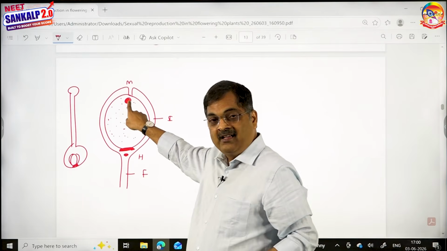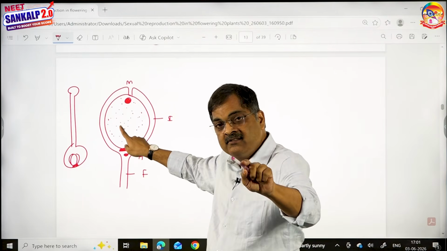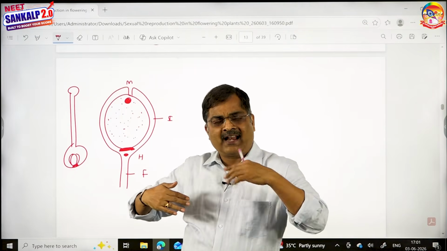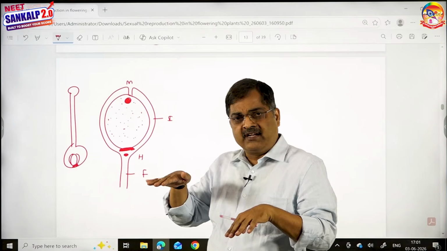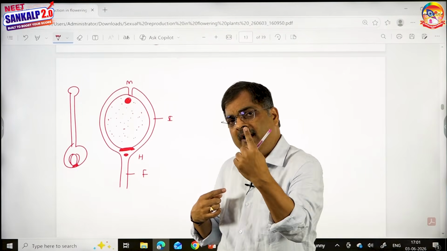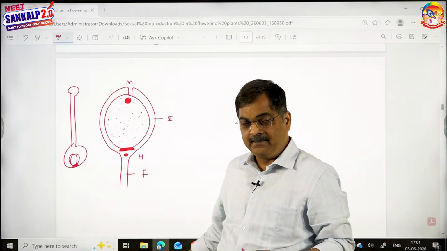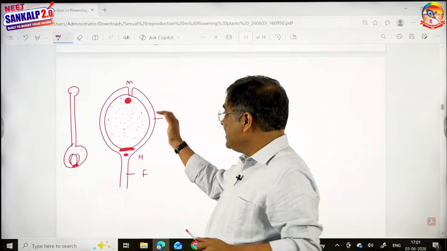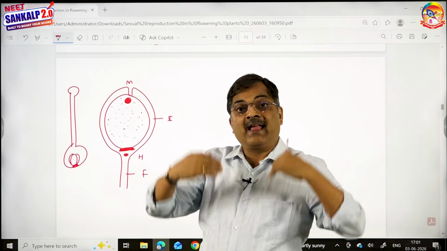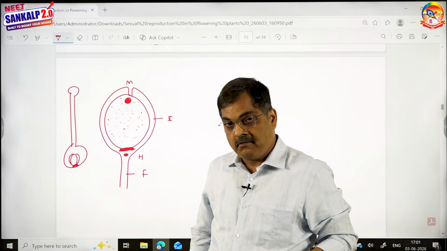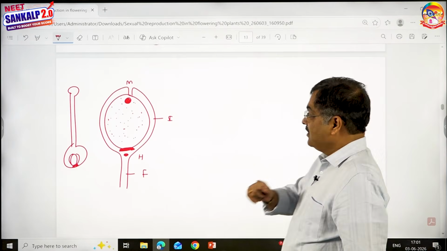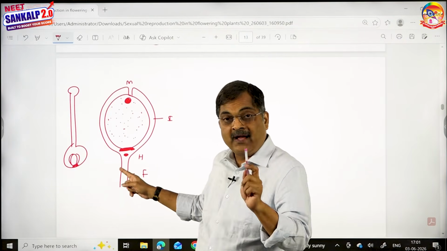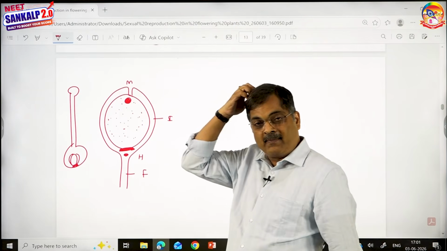What I have written here is archesporial cell initially. Now I can even call this as megaspore mother cell, because archesporial cell undergoes mitotic division and produces two cells. One of the cells is megaspore mother cell. Is it true, children, to say that megaspore mother cell is formed towards the micropylar end of the ovule? Yes. All right. Now go back to the table. Sporophyll, megasporophyll, sporangium, megasporangium, and this is megaspore mother cell.